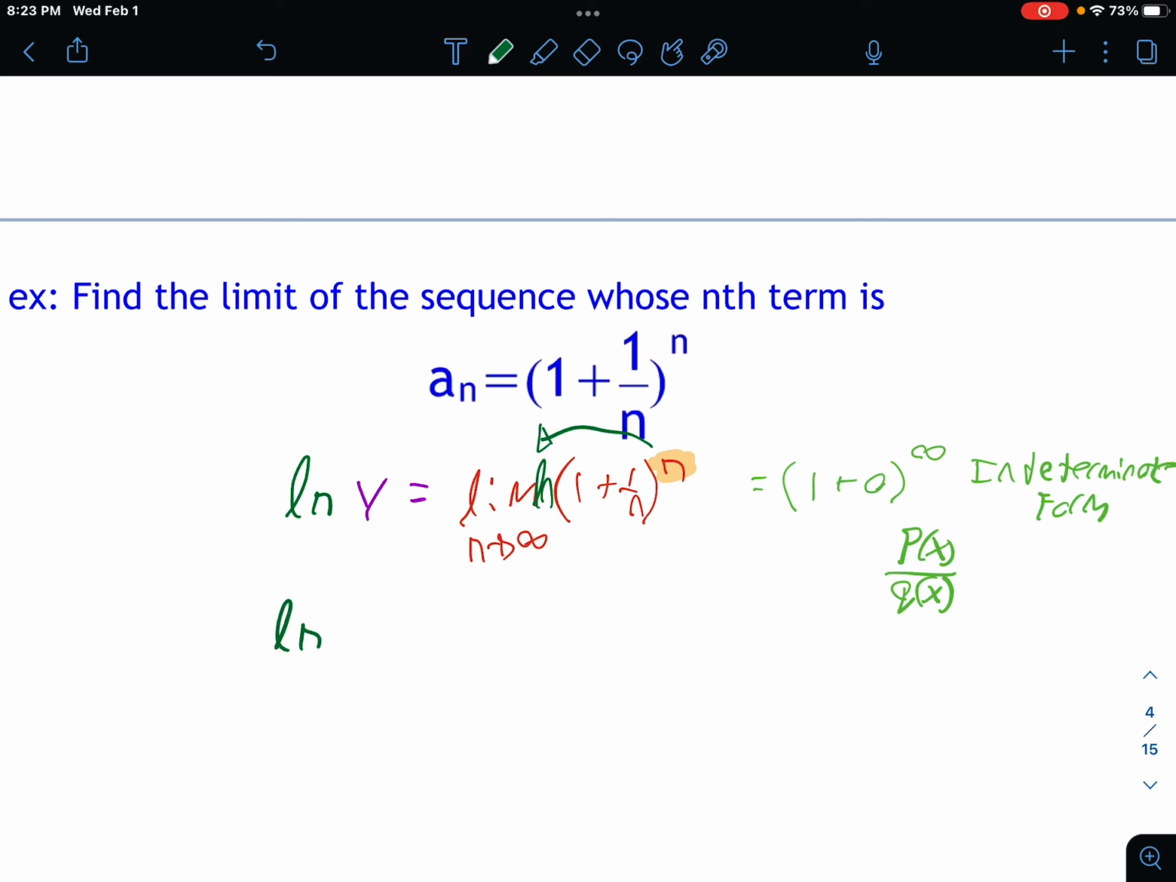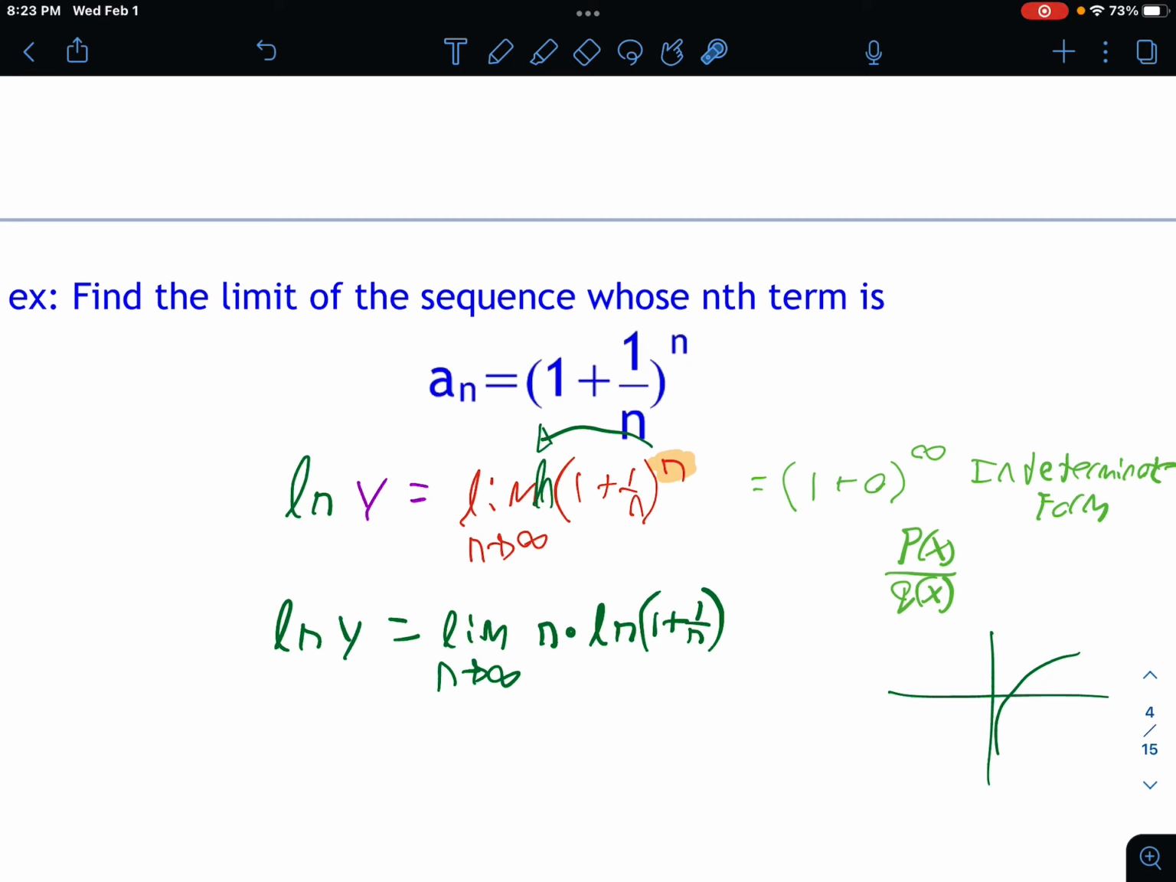And we're going to be able to bring down our n as a result. So we're going to have ln of y, and we'll bring that back up at the end, is equal to the limit as n approaches infinity of n times ln of 1 plus 1 over n. Now, if we take the limit here again, we're going to get infinity times ln of 0. And ln of 0, if you take the limit from the right, approaches negative infinity, so we're going to have another issue.